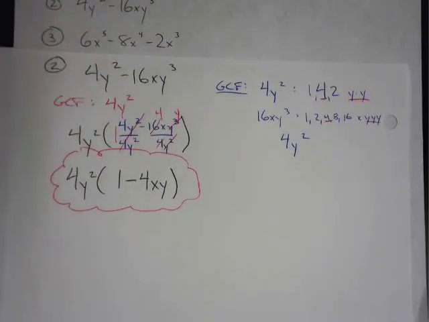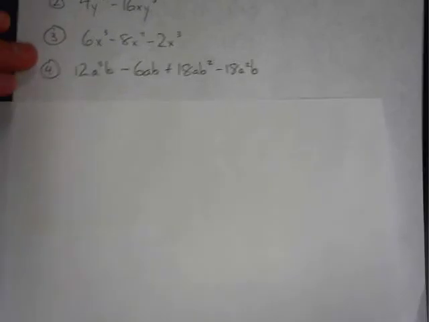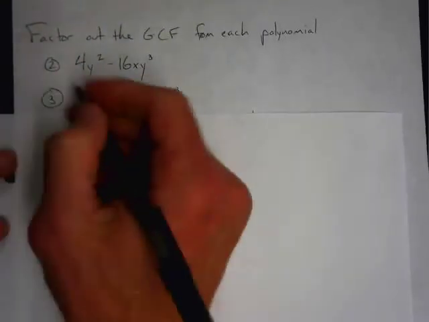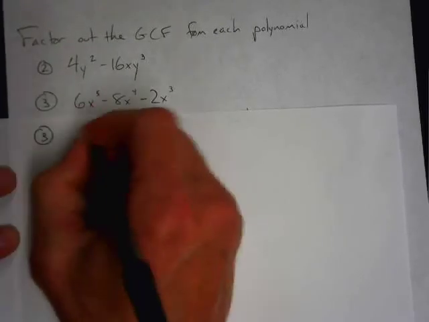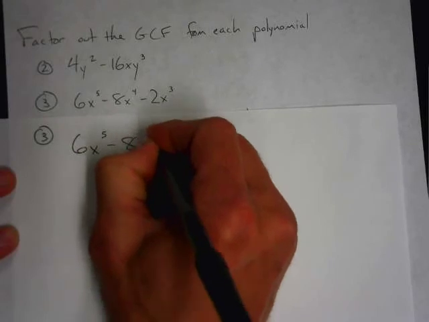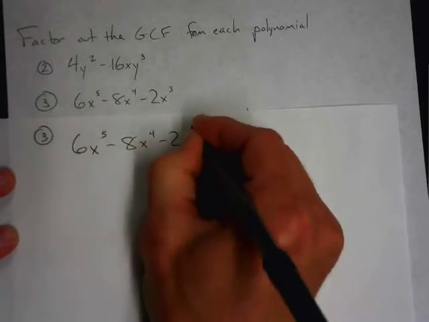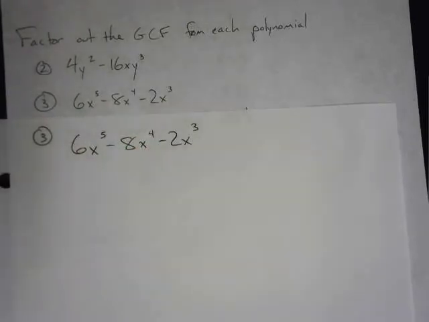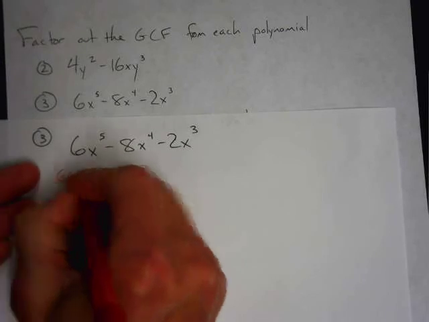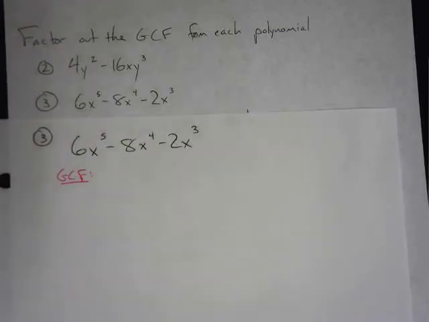So let's get some practice done, right? So we can look at the next one, and maybe we can go a little bit quicker this time. If we look at number 3, we have 6x to the 5th minus 8x to the 4th minus 2x cubed. So we're going to figure out the greatest common factor of those three terms.